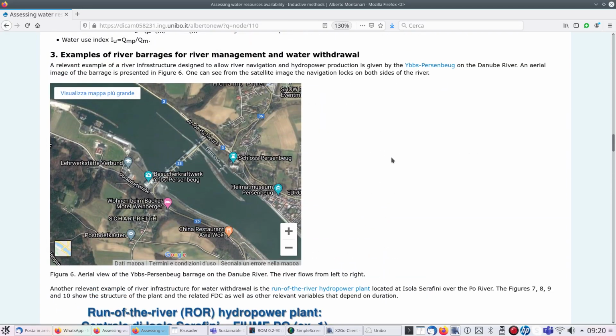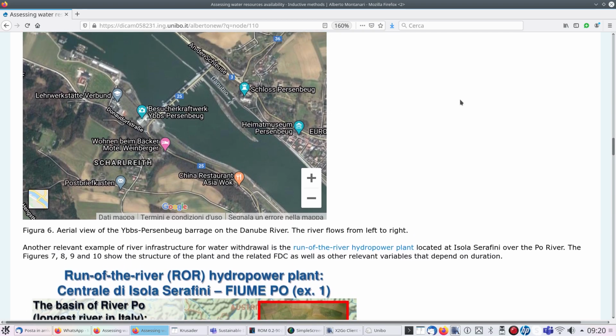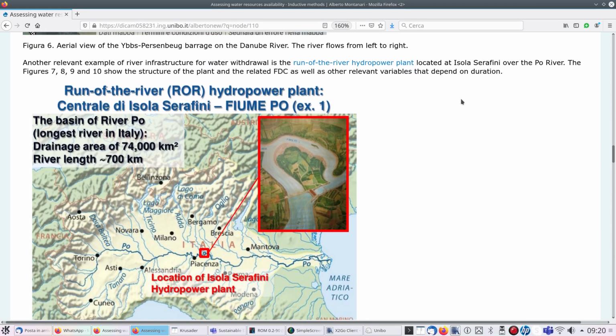We got here, if you remember, we discussed a little bit this Google map, which is an aerial view of a barrage on the river Danube. Now I would like to discuss another example of a barrage. Sorry, this is not for water withdrawal. This is for hydropower production. I think you may have seen already this example, which is the hydropower plant of Isola Serafini on the Po River with Professor Castellarin. I'm not spending much time.